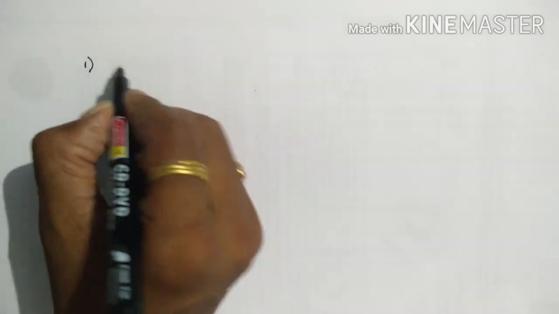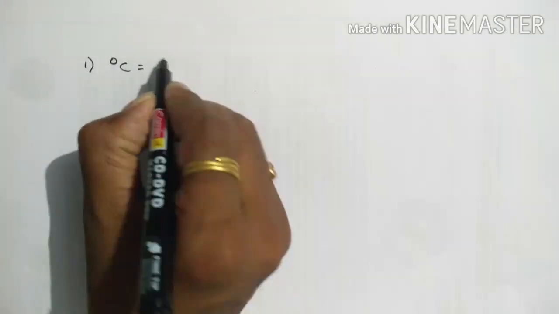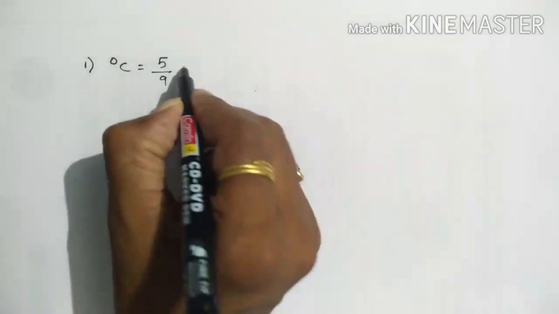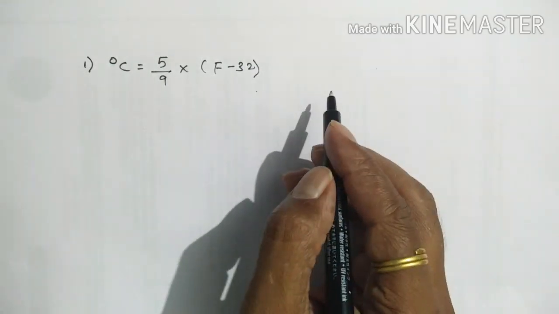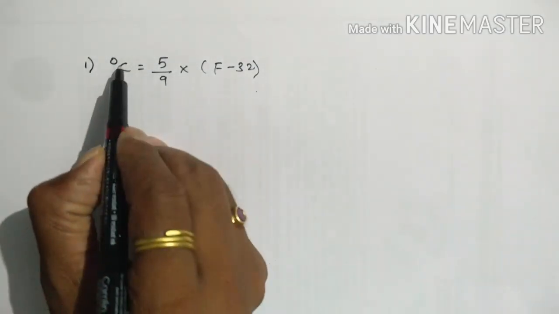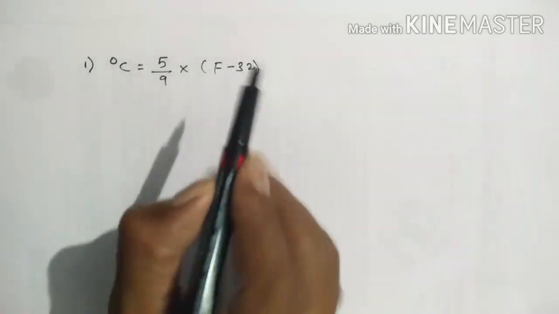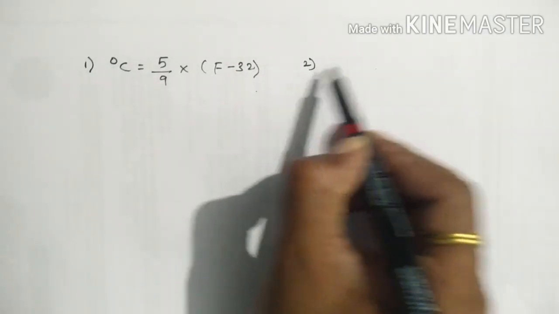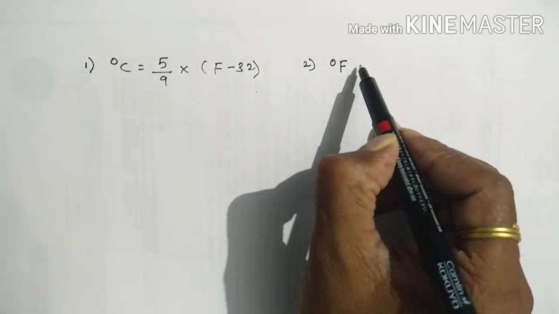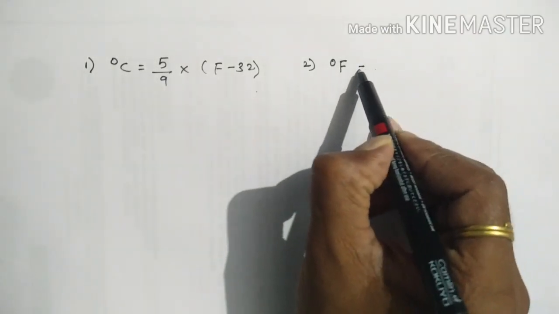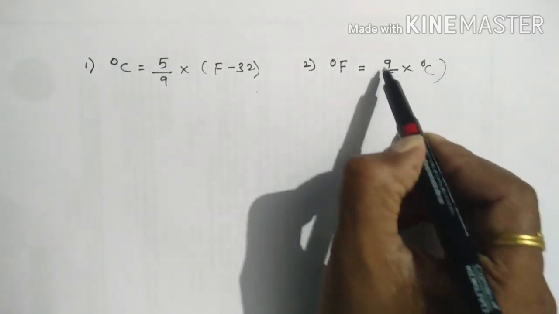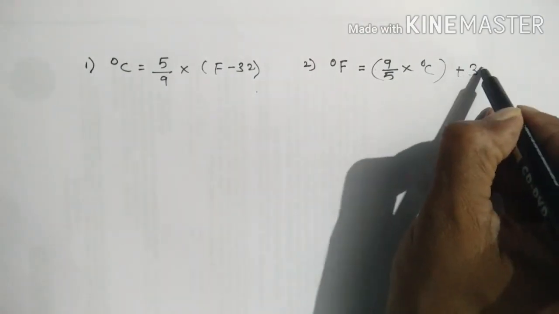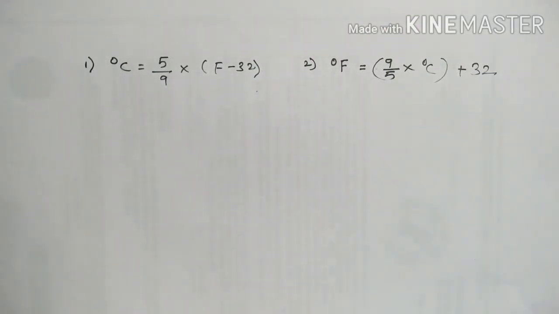Formula number 1: degree Celsius is equal to 5/9 multiplied by (F minus 32). This converts degree Fahrenheit into degree Celsius, and to convert degree Celsius into Fahrenheit we have: degree Fahrenheit is equal to 9/5 multiplied by degree Celsius plus 32. Like this we have two formulas here.